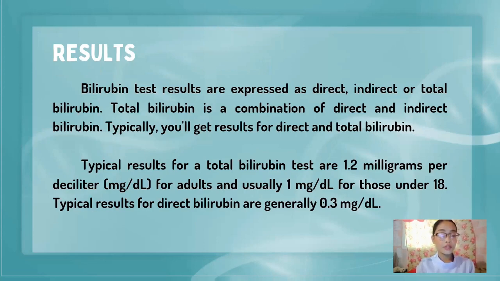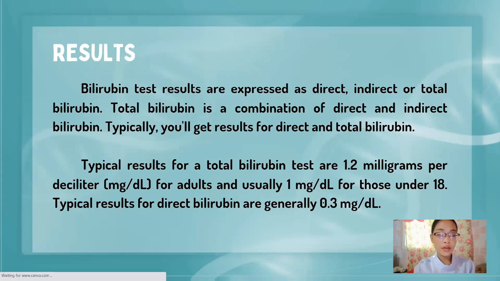Typical results for a total bilirubin test are 1.2 mg per deciliter for adults, and usually 1 mg per deciliter for those under 18. Typical results for direct bilirubin are generally 0.3 mg per deciliter. These results may vary slightly from laboratory to laboratory.